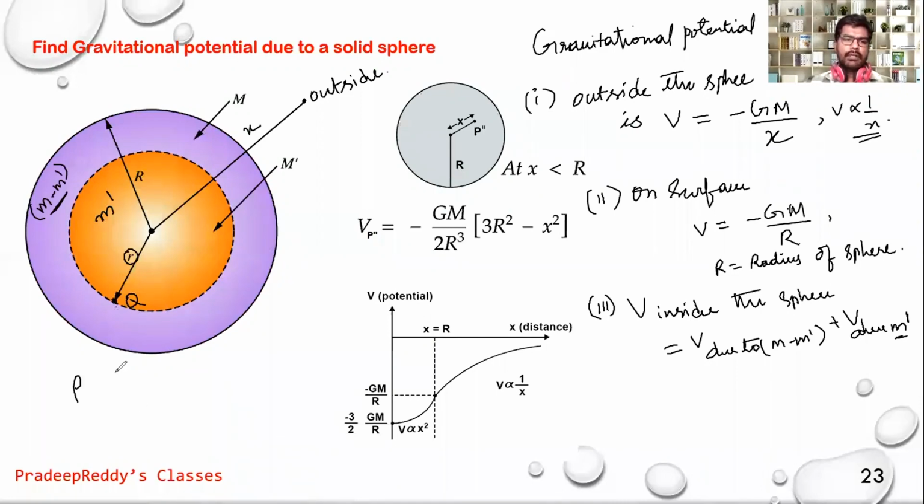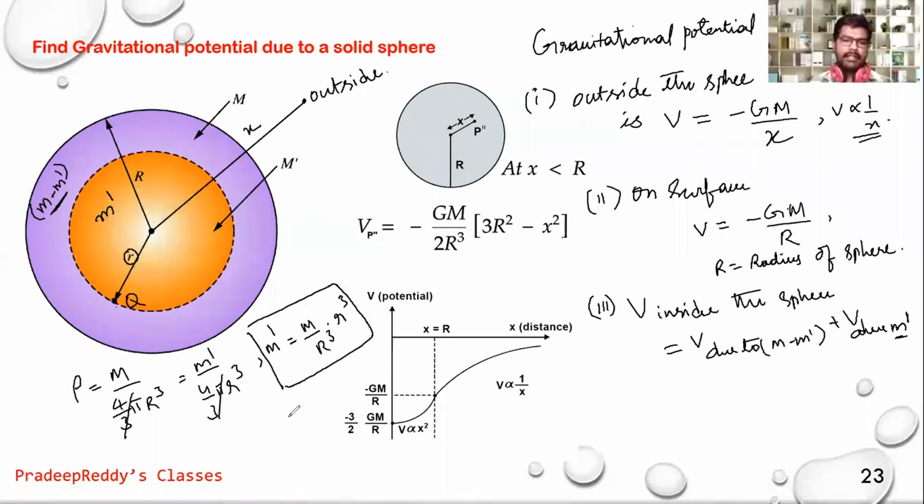We know that rho is equal to capital M divided by 4 by 3 pi R cube, because it is a sphere. This is equal to m dash divided by 4 by 3 pi into small r cube. From here you can calculate m dash, which is equal to capital M divided by R cube into r cube. You can calculate m minus m dash from this, substitute that over here and integrate them, so that finally you will get gravitational potential. We are not going to derive that because it's a little bit lengthy.